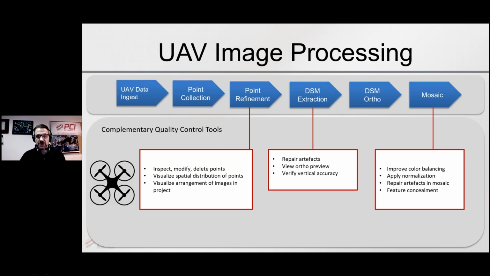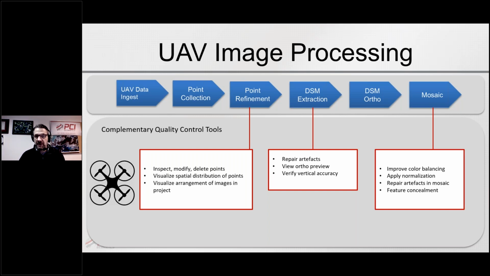For the DSM extraction, you can use the DM editing tools to repair artifacts and see what that's going to look like on the ortho. This is a really nice tool, so you don't have to generate the orthos and then fix the DM and regenerate the orthos. You can do it interactively.